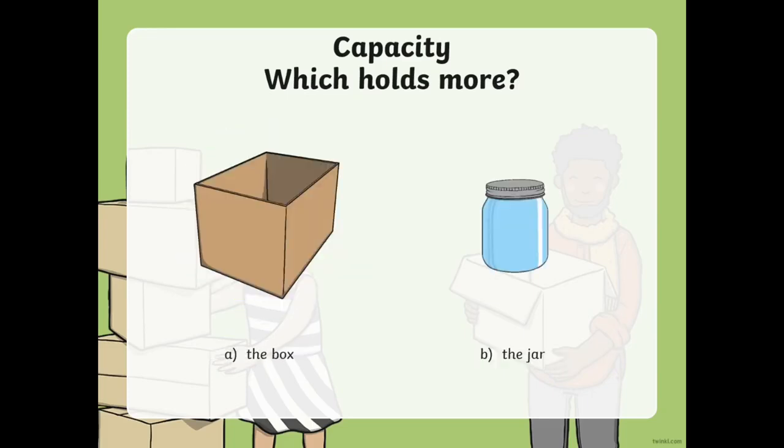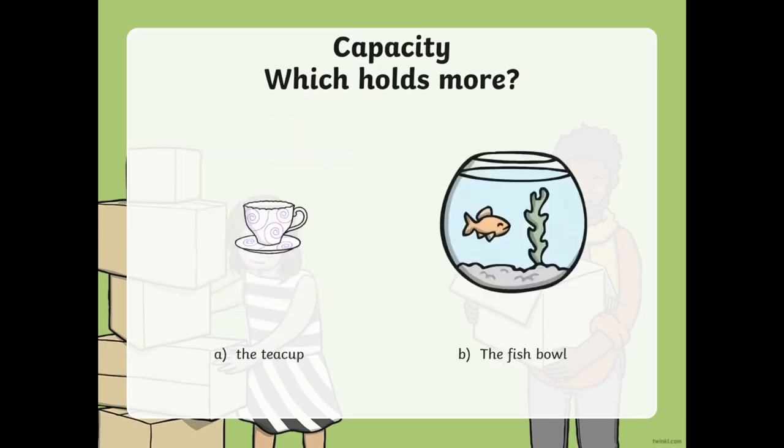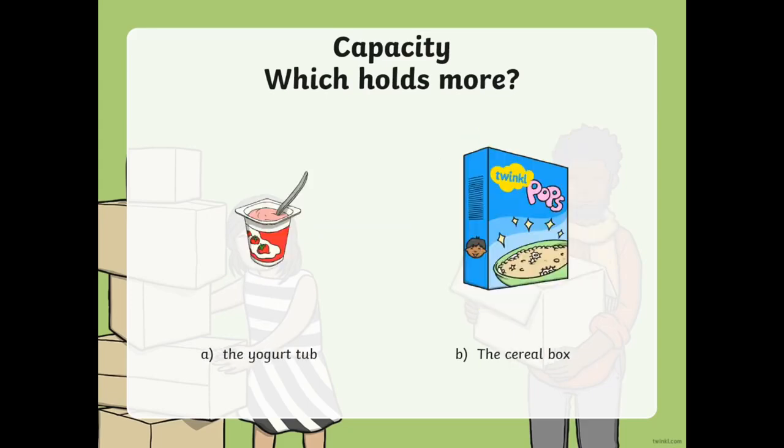What about here? Is it the box or is it this jar that you think holds more? The box. What about here? Which one do you think would hold more? The teacup or the fish bowl? Did you say fish bowl? And this last one here, which one do you think holds more? The yogurt tub or the cereal box? And it is the cereal box.